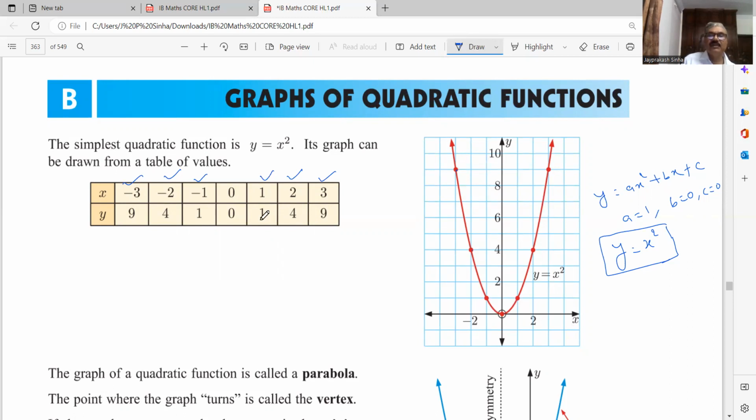Now when x is equal to 1, then y is equal to 1. So this is the point. When x is equal to 2, then y is equal to 2 square, that is 4. When x is equal to 3, then y is equal to 3 square, that is 9. So you are getting the shape of the graph like this. And this shape is called a parabola.